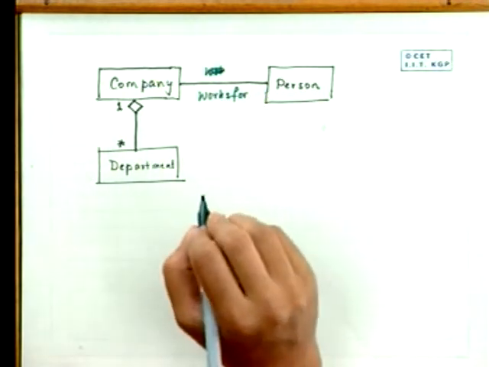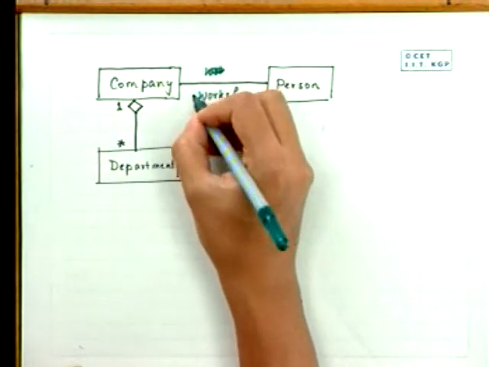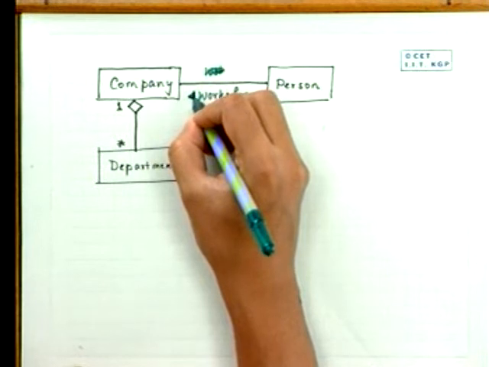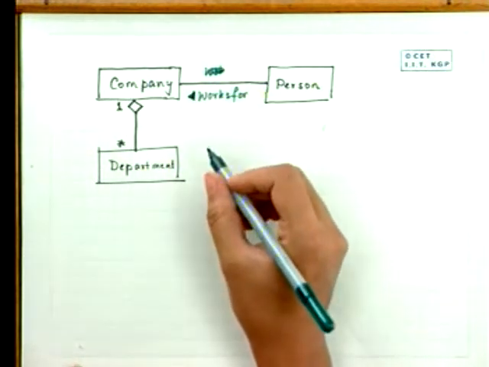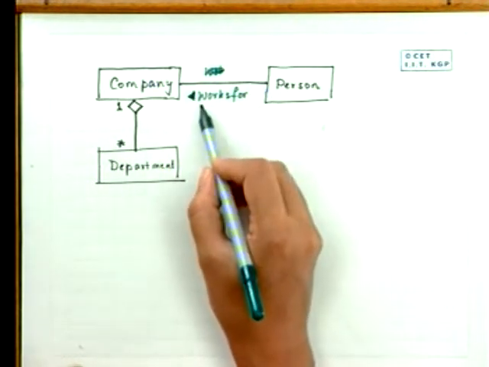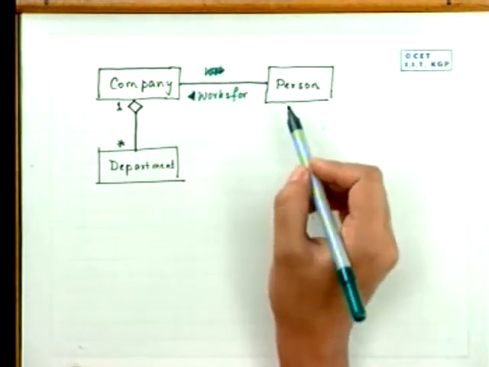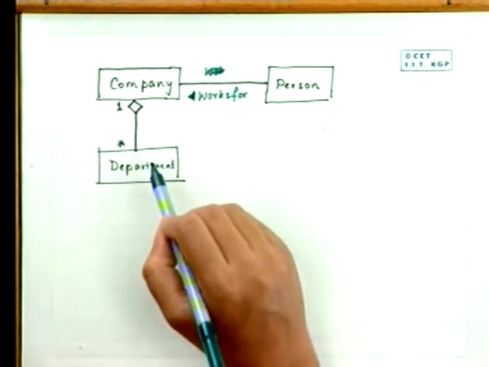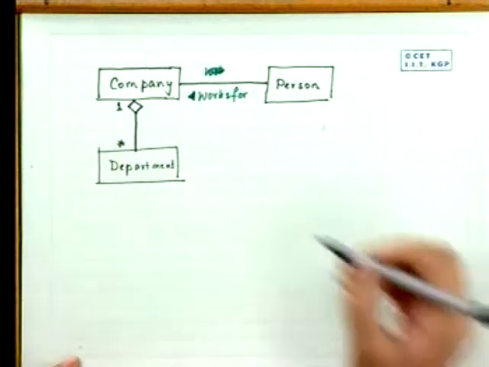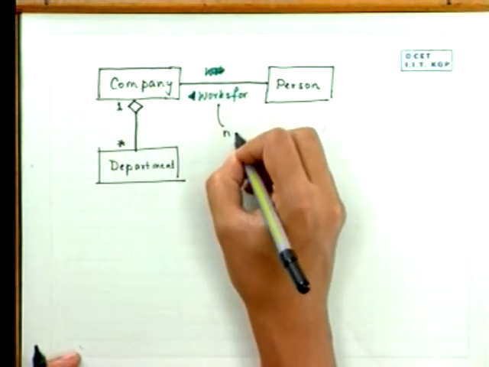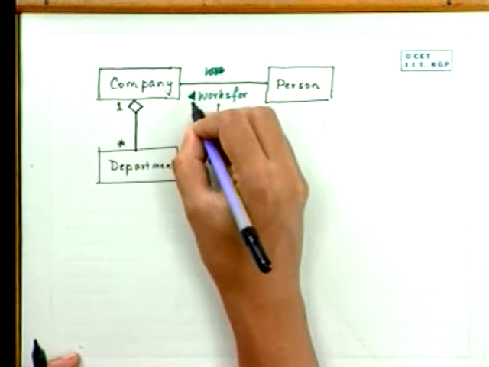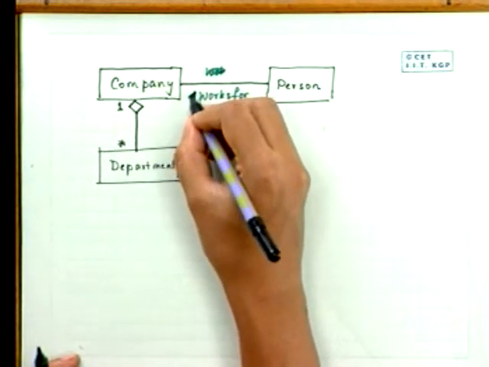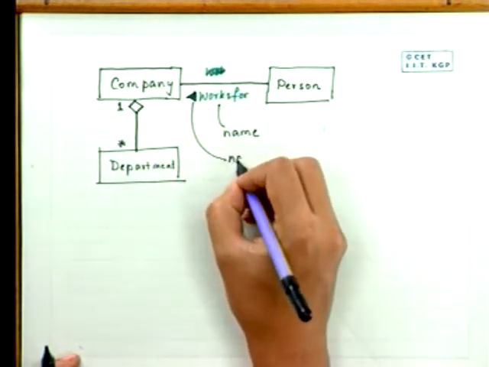This is a works for relationship, and so the name of this relationship is works for, and the direction is in from person to company. A person works for company. So this works for is the name of the relationship. This arrow is the name direction.